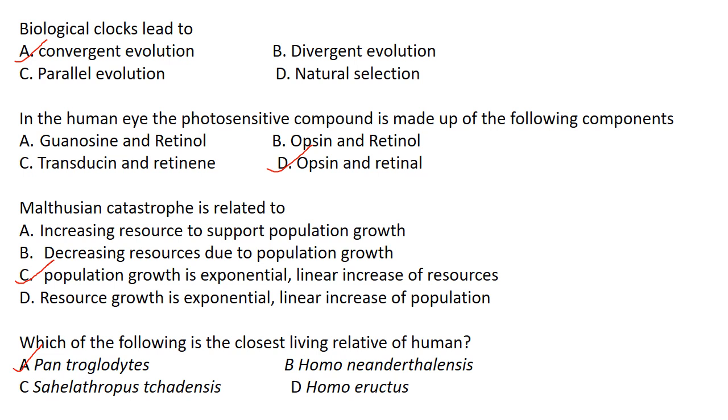Then next one. In human eye, the photosensitive compound is made of the following components. So it is made of opsin and retinal. Answer is option D.